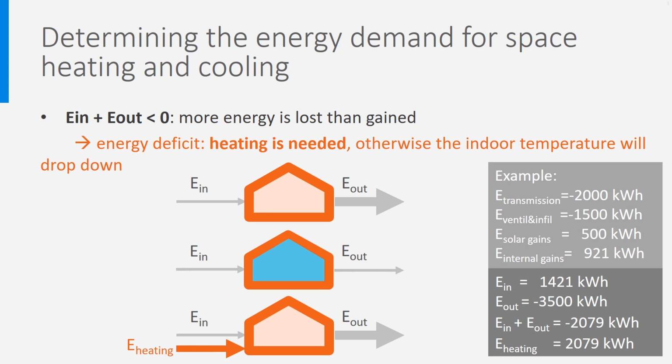The energy in consists of the solar gains and internal heat gains and amounts to 1421 kilowatt hour. The energy out consists of transmission and ventilation and infiltration and amounts to minus 3500 kilowatt hour. If we make the sum of them, we see an unbalance of minus 2079 kilowatt hour that must be compensated by bringing an additional 2079 kilowatt hour heat in the building. The heating demand is 2079 kilowatt hour.